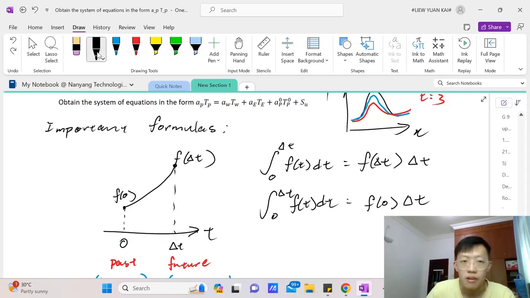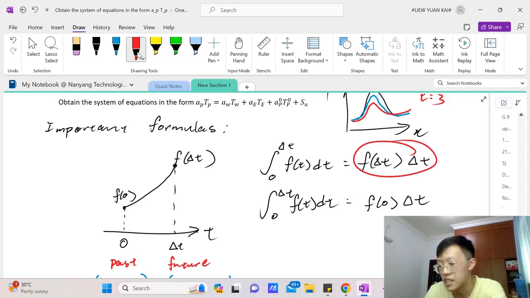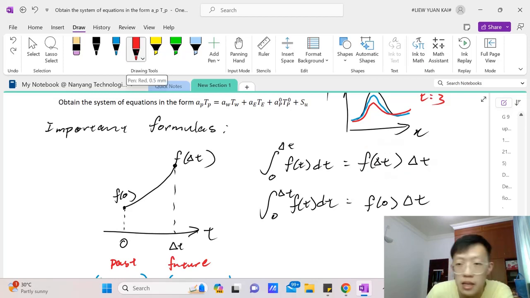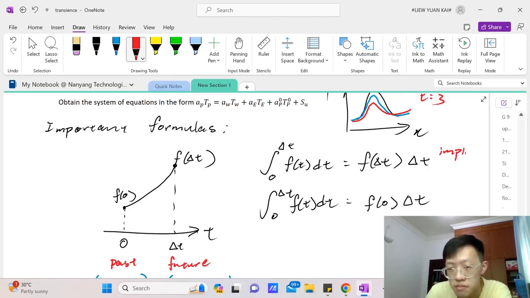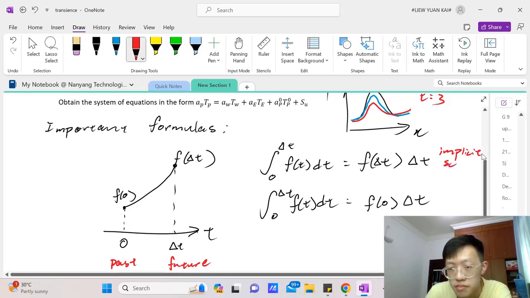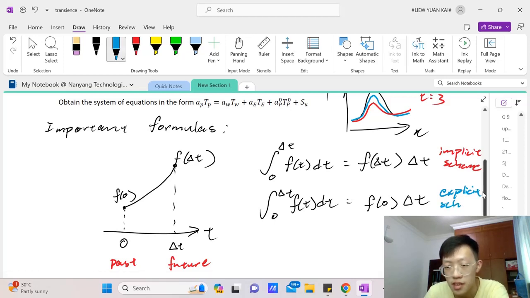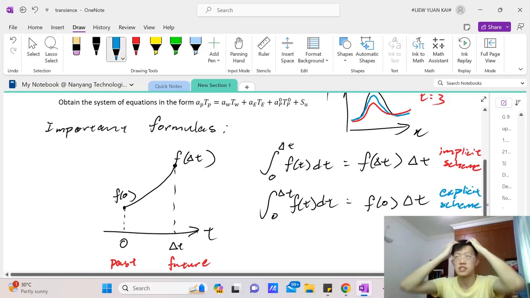Now it's important to know the name of these two formulas, or they're not the names of these formulas, but they're formulas which we use when we do the integration. So for this case, this will be the implicit scheme. And of course, the second formula is the one which you use for the explicit scheme. Now, let me explain why this is the case.